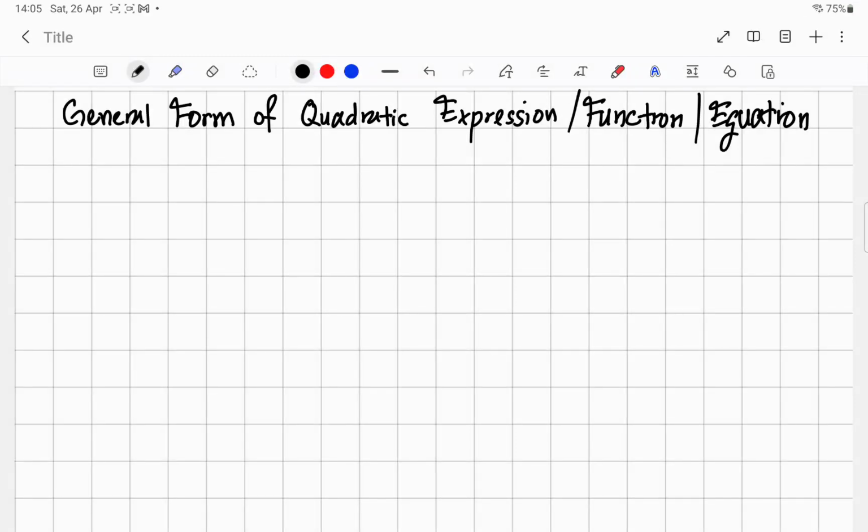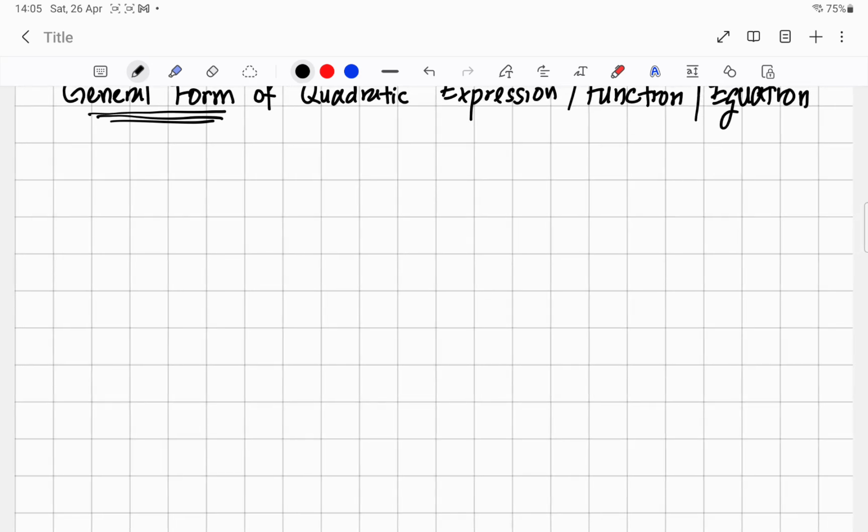Okay, hi everyone. This is a video to discuss the general form of a quadratic expression or function or equation, as long as it's quadratic. Like in the previous video, we know that for quadratic, the highest power is square only, power 2. The highest degree is 2.